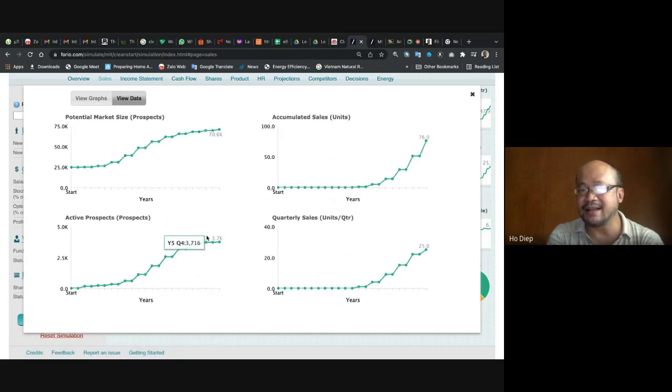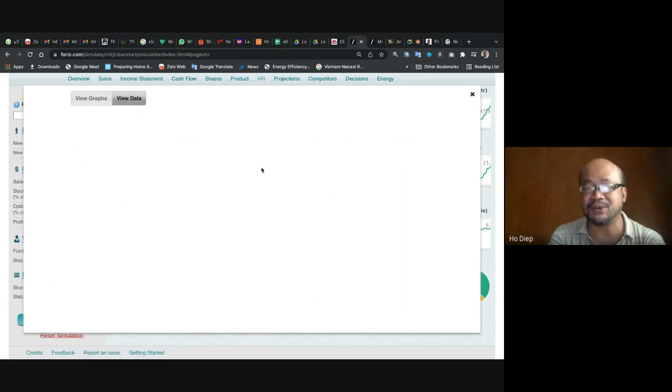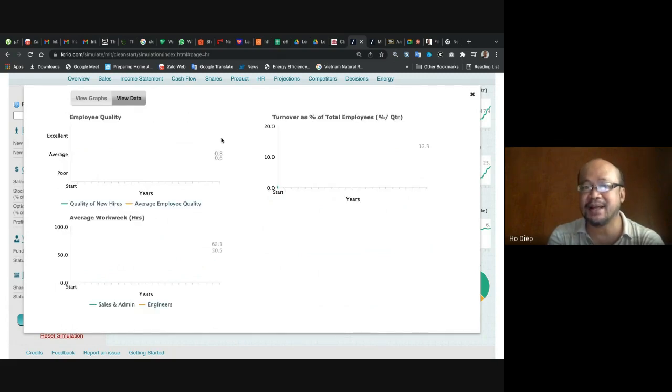We want to be able to pick this up, above this potential market size. It's been flat for quite a while now. We want to turn this around. So hopefully our human resources situation in terms of hiring more staff is changing. The quality of employees is improving. So let's advance.